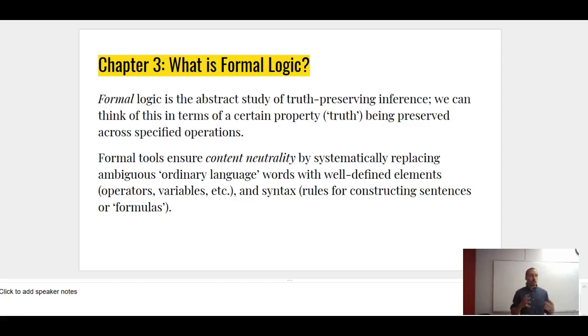A syntax somewhat like a programming language, where what counts as a well-defined sentence or formula in a language is specified in advance exactly with no exceptions. So we're going to have rules for constructing sentences using specified well-defined elements. And using these together, we'll have our first system of formal logic. And in this system of formal logic, we'll be able to define all the things we've been talking about previously, like validity, invalidity, maybe not soundness.